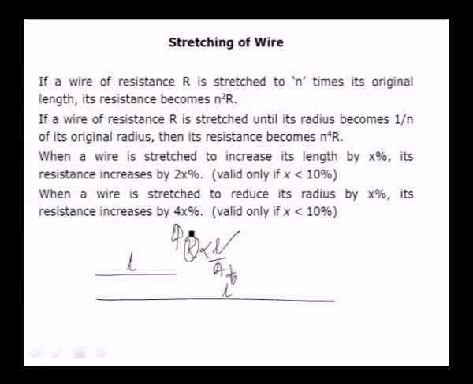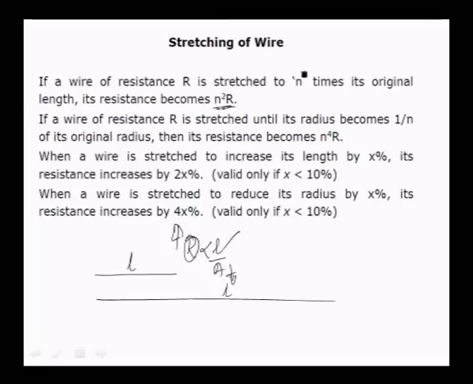So, they are given in terms of number of times or in terms of percentage. Therefore, here I am going to cover 4 different methods of stretching. The first one: if the wire resistance R is stretched to n times its original length, its resistance becomes n square R.